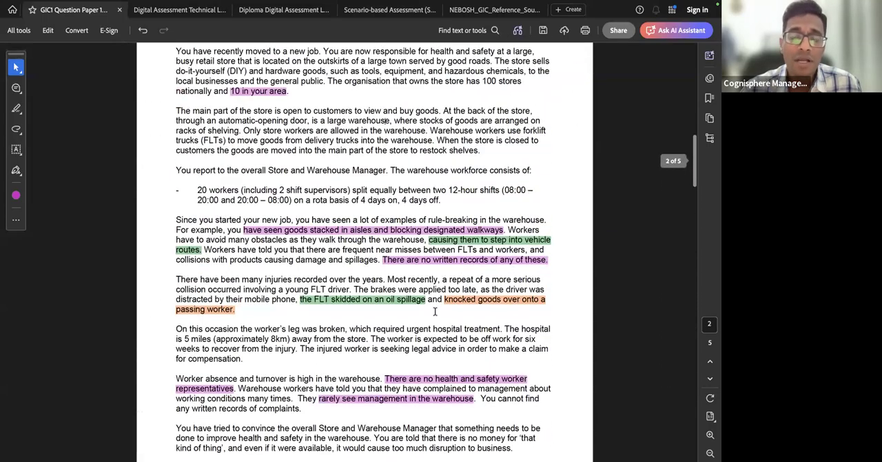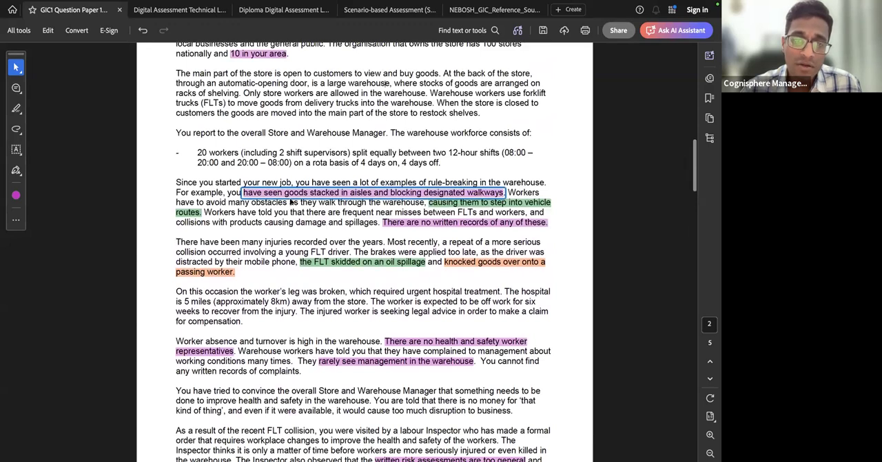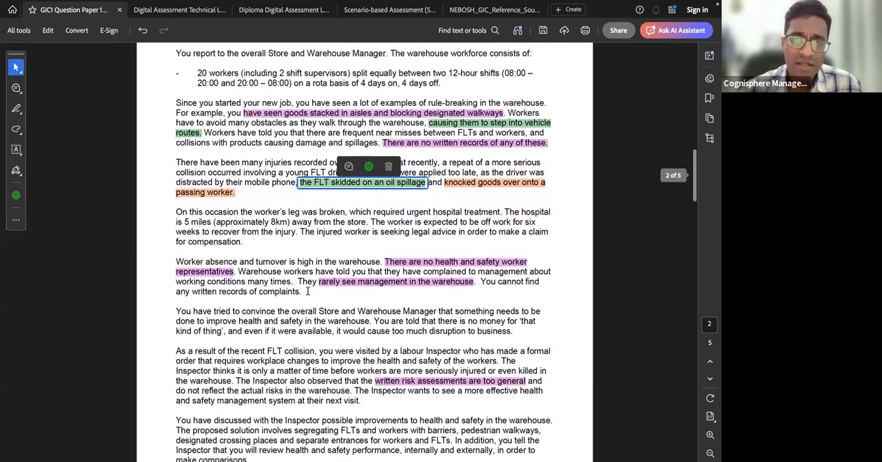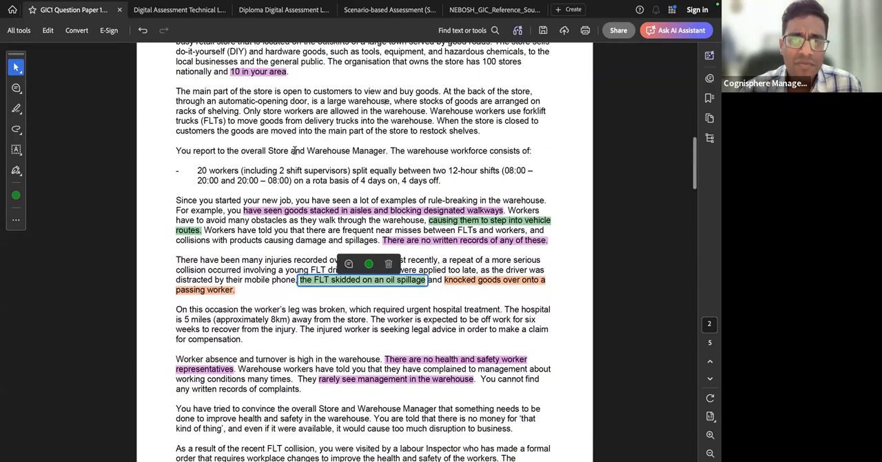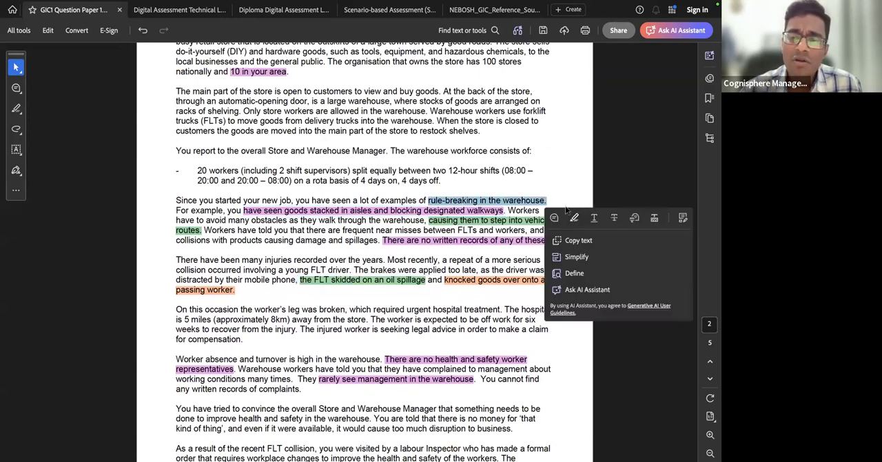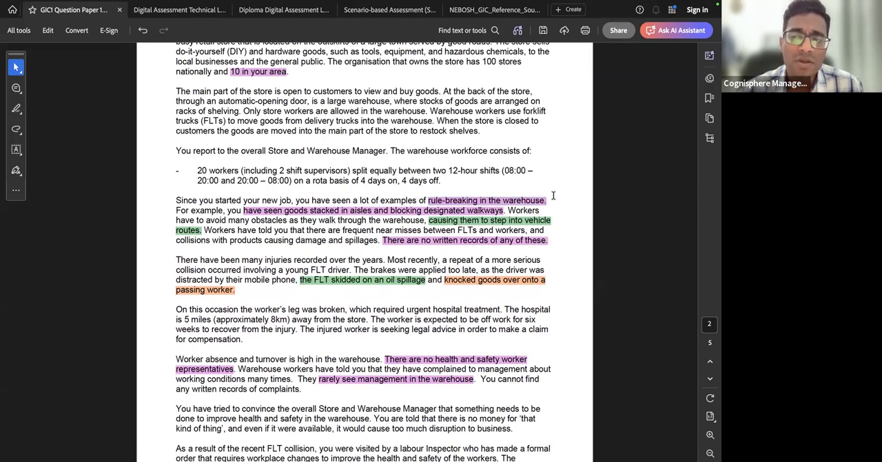Now, if you have mentioned things like goods stacked in aisles and blocking designated walkway, or forklift skidded on oil spillage, or if you say that rule breaking in the warehouse, these are not the management failures. So for management failures, the focus shifts towards the policies and procedures and documents.